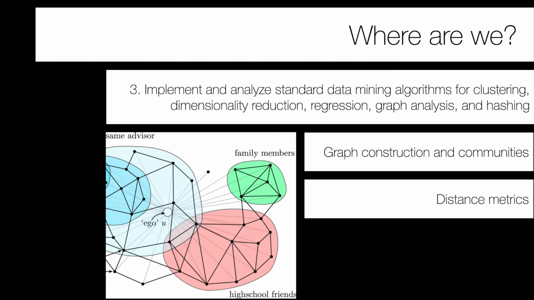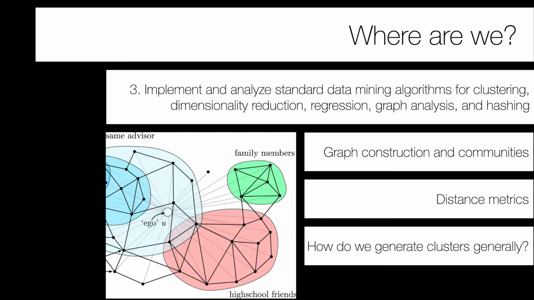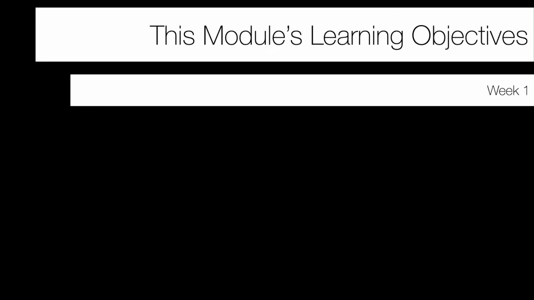We have ways to evaluate how similar two points are in a more general sort of space that's not necessarily graph oriented. And now we want to unify all of this. We can generate clusters not just in graphs, but also in this general space where we can evaluate distance. So how do we generate clusters in a more general way? That's what we're going to talk about in this first week of the Module 5 lecture.